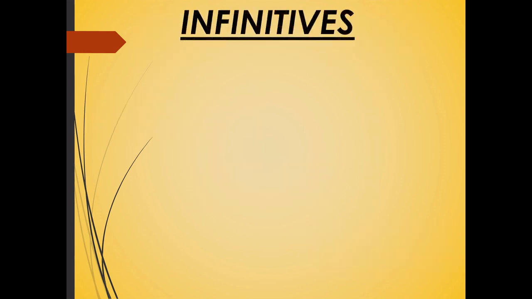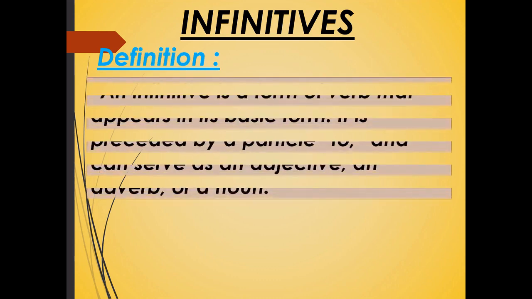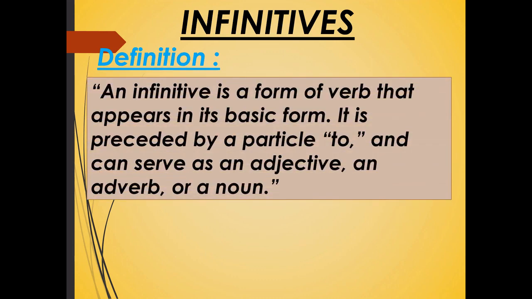Let's see the meaning of an infinitive. An infinitive is a form of verb that appears in its basic form. It is preceded by a particle to and can serve as an adjective, an adverb, or a noun. I repeat it again. An infinitive is a form of verb that appears in its basic form. It is preceded by a particle to and can serve as an adjective, an adverb, or a noun.